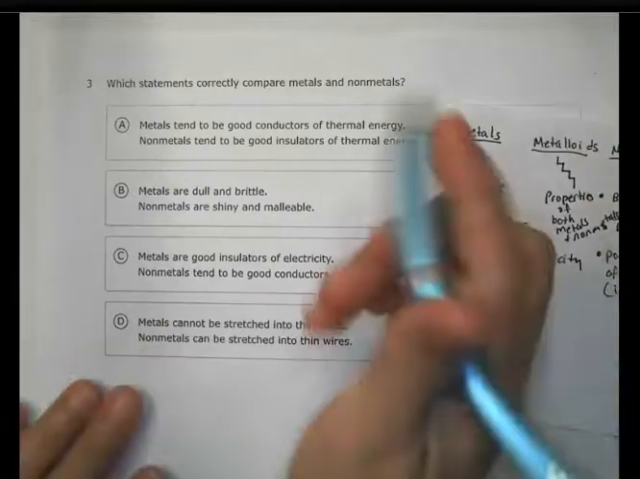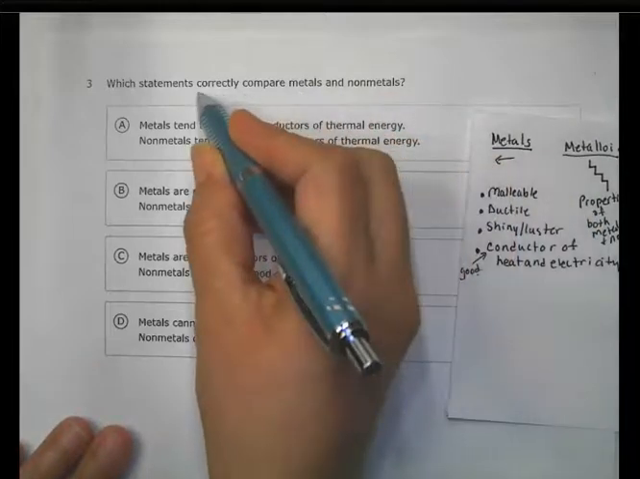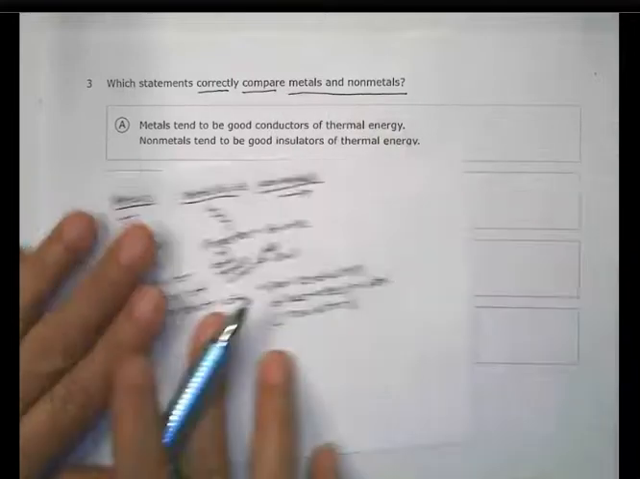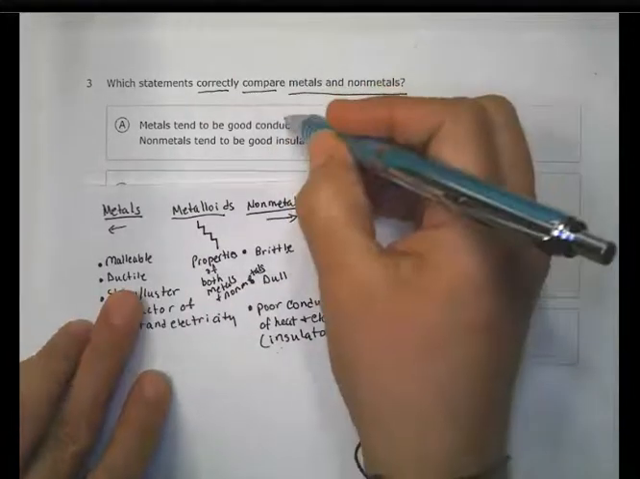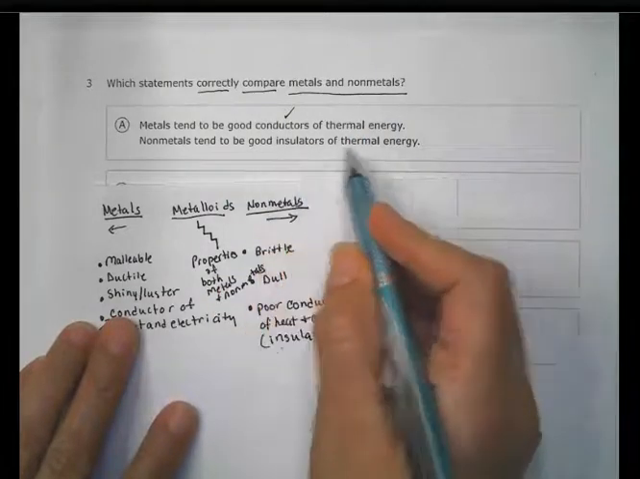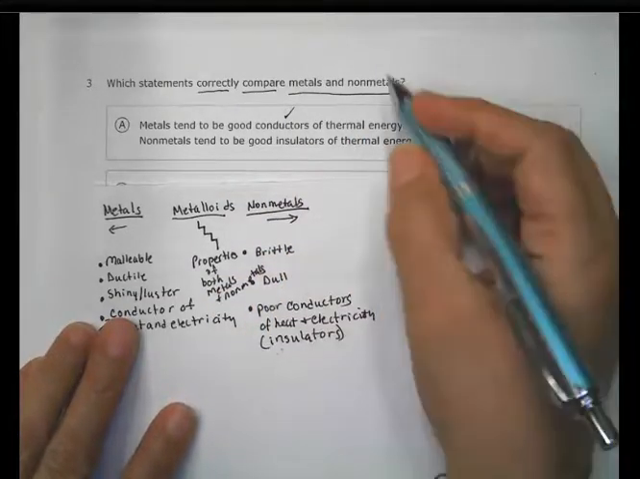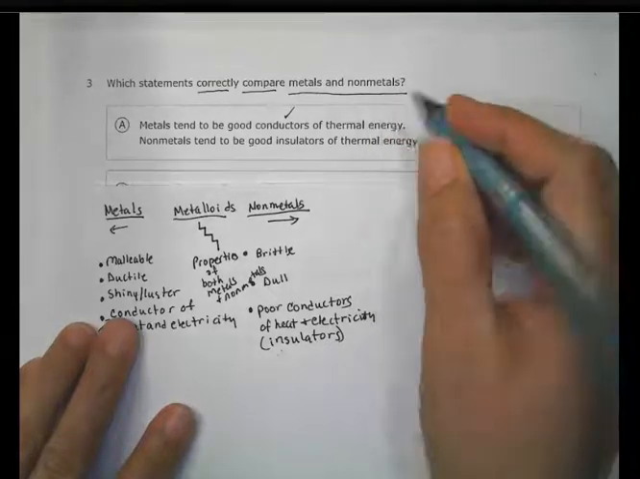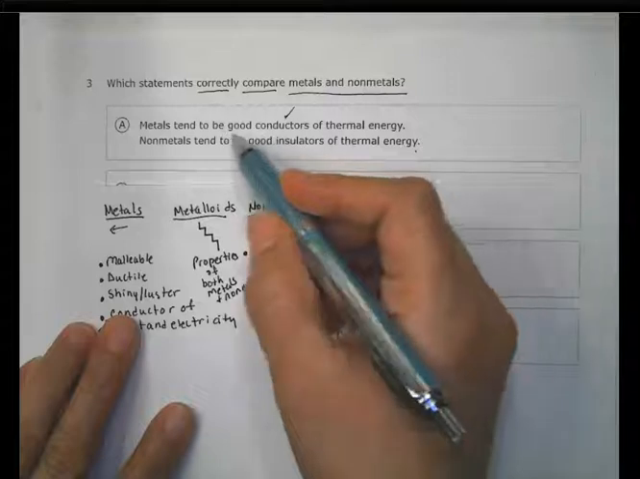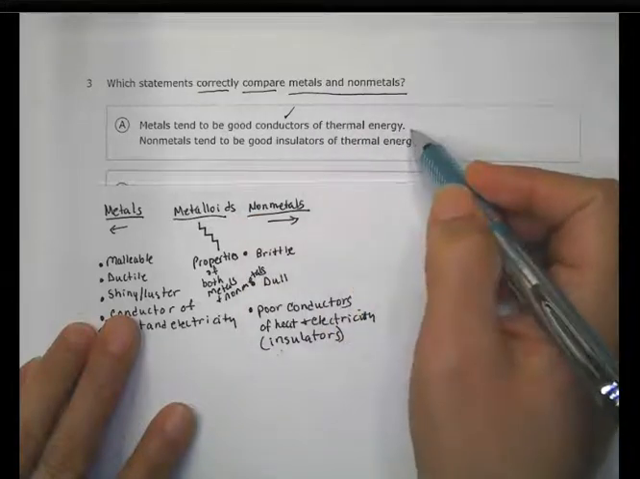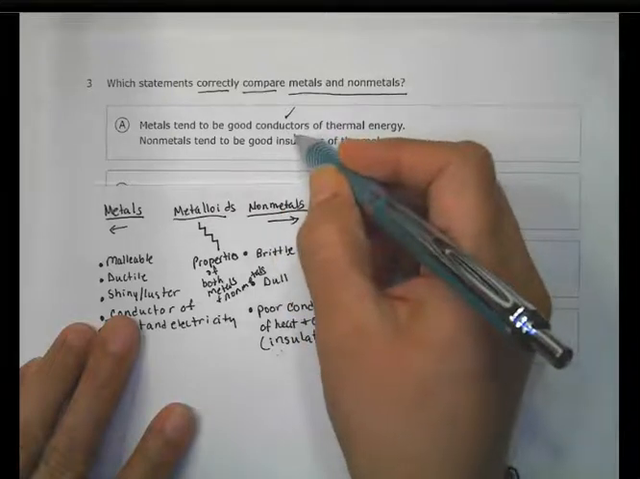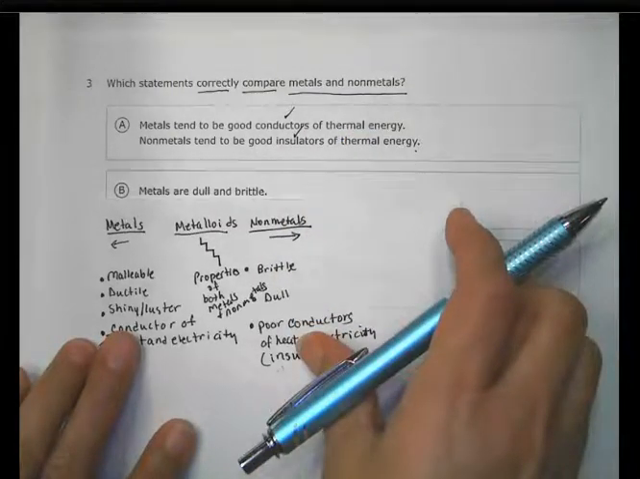So then we're looking for the correct comparison of metals and non-metals. Okay, so metals tend to be good conductors. Yeah, we put right here that metals are conductors of heat and electricity. Non-metals tend to be good insulators of thermal energy. So then that means thermal energy means heat. Okay, so then right here, this seems to be correct. Metals are good conductors, yes, of thermal energy. Non-metals tend to be good insulators of thermal energy. So then that means that both of these statements sound correct.